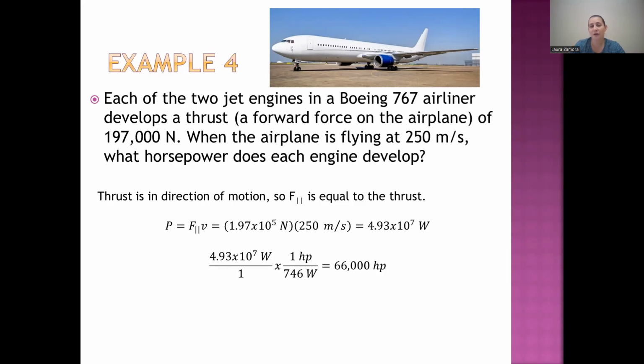And again, this is just a chance for us to practice that skill of unit conversion. Remember, I like to set them up as ratios or fractions so that we can see the unit watts on top cancels out the watts on the bottom, and we're left with our unit of horsepower, which is the one that we want. So we multiply the numbers on top, divide by the numbers on the bottom. 4.93 times 10 to the 7, times 1, divided by 1, divided by 746 gives us 66,000 horsepower.